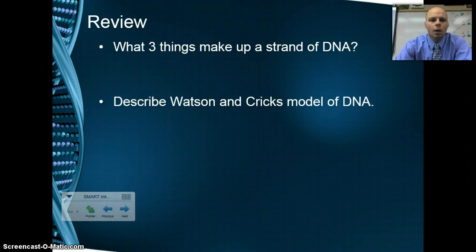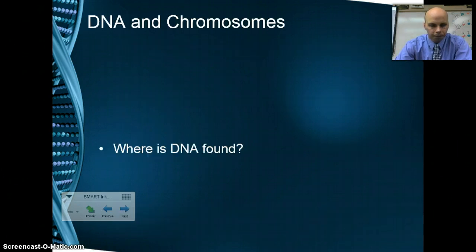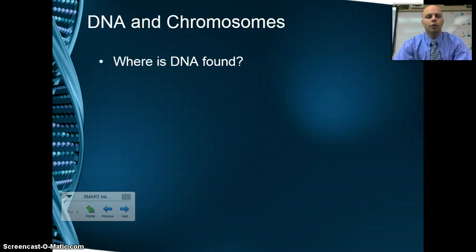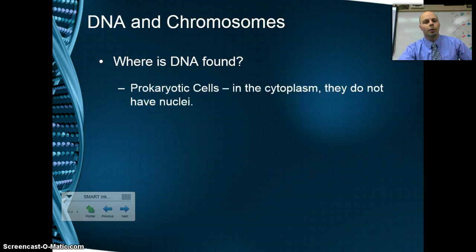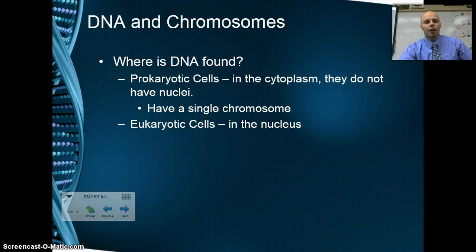Quick review, you can look through these if you would like. I'm going to move forward into the main part of section 2, which is the process of DNA replication. We know DNA is found inside the nucleus of eukaryotic cells. In a prokaryotic cell, they don't have a nucleus, so it's going to be found throughout the cytoplasm.